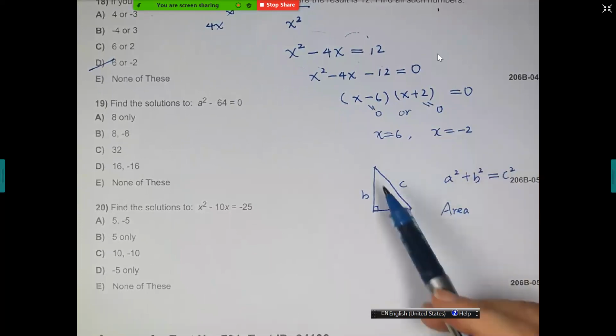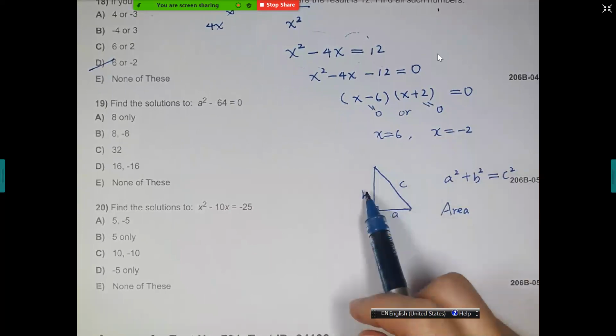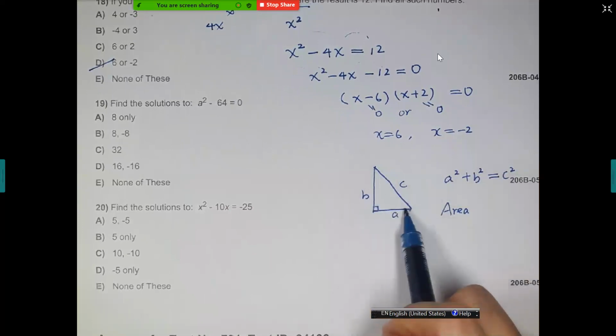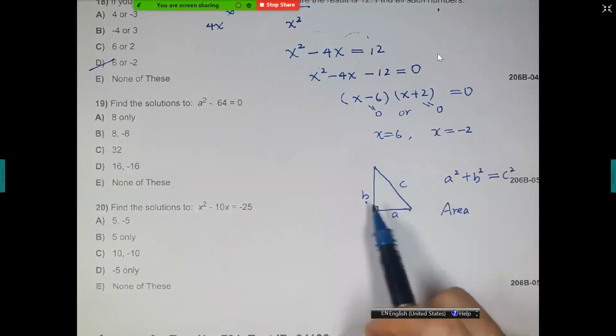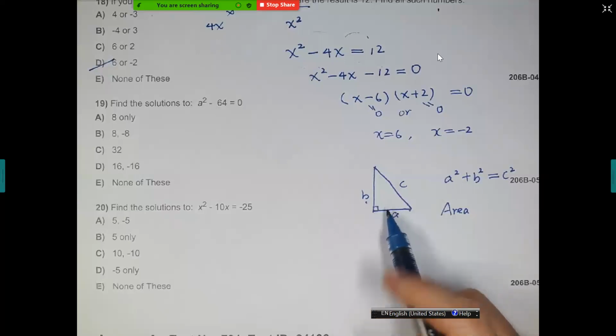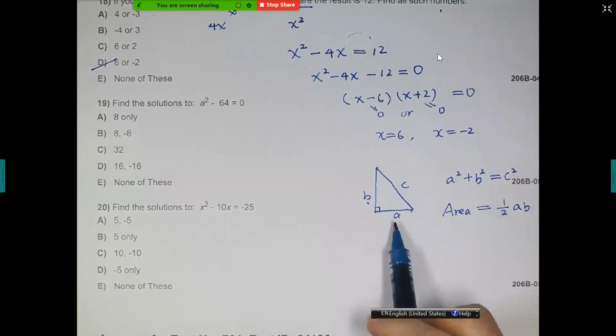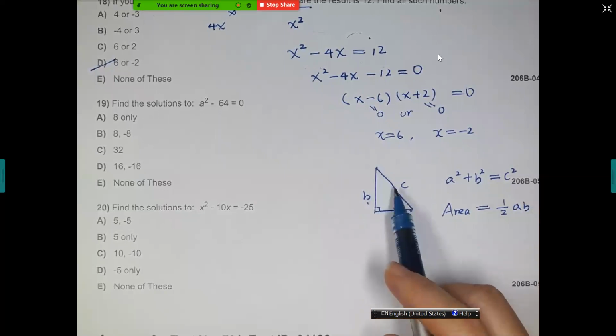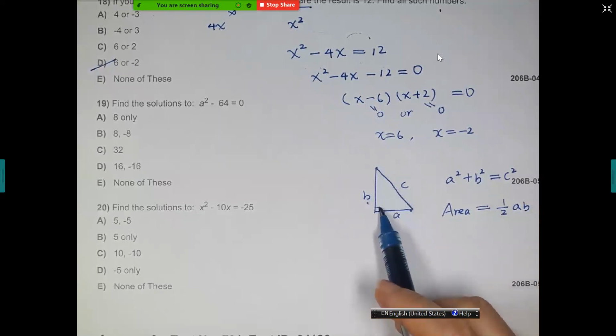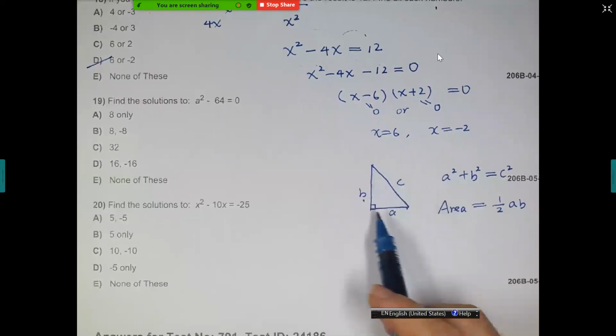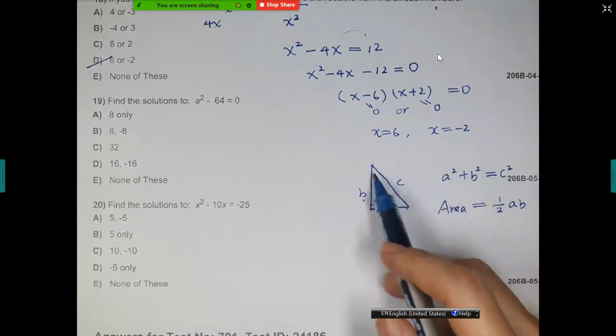And for the right triangle, we can always treat the two legs as one being the base and the other being the height. So A is the base, B is the height. The area of a right triangle is always equal to what? 1/2 A times B, 1/2 of the product of the two legs. The legs are the two sides adjacent to the right angle. And the longest side, which is opposite to the right angle, is called the hypotenuse. Okay, so those are two things we should know about the right triangle.